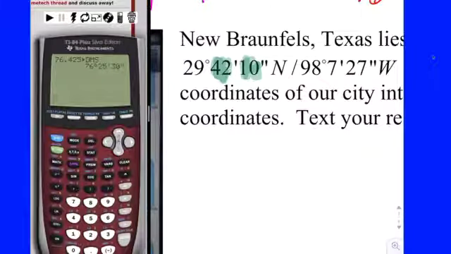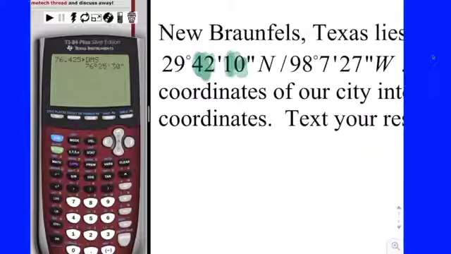Now, we did going from decimal degrees to degrees, minutes, seconds in two steps, right? Convert the decimal, write down the whole number. Convert the decimal, write down the whole number. But when we go backwards, we're going to do it in a single step, all right? So here's what I would want to see. We have 29 full degrees already, plus.